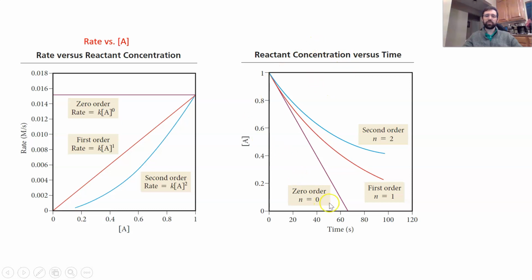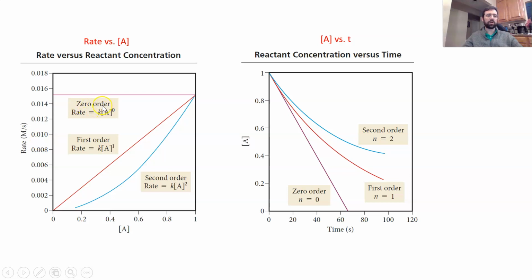We've got a different type of graph you'll see sometimes, which is reactant concentration versus time. So we've got concentration on the y-axis, time on the x-axis. So a little bit different graphs. So as concentration changes, what happens to the rate?